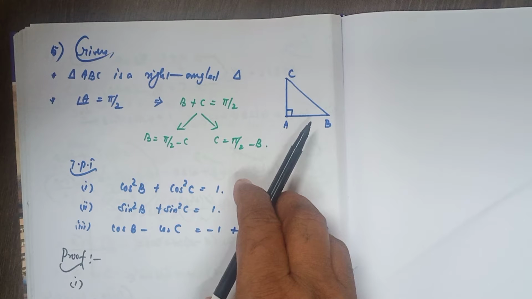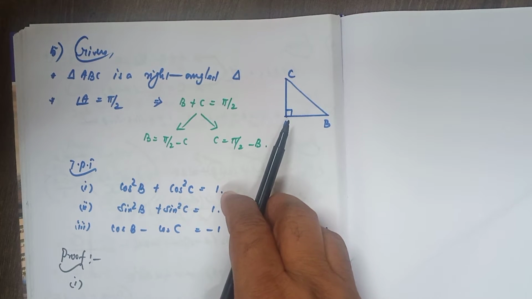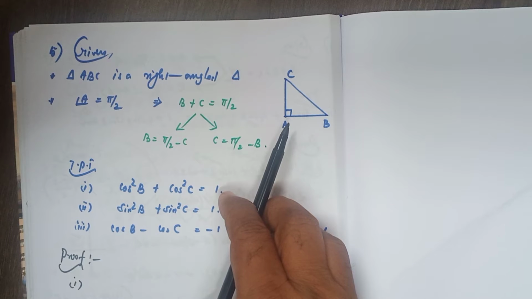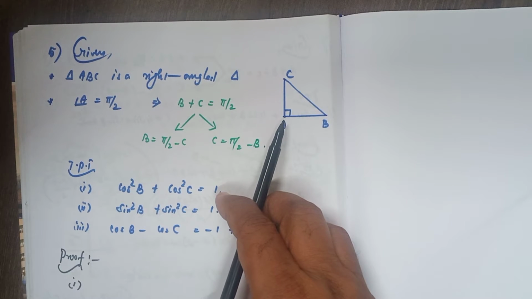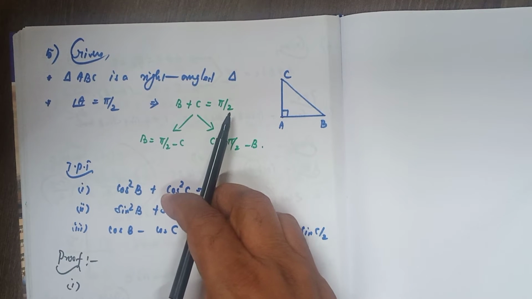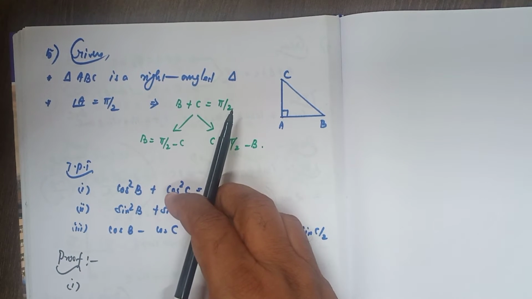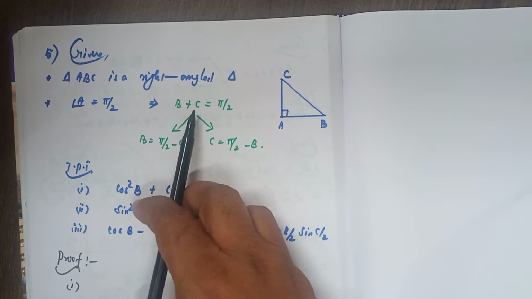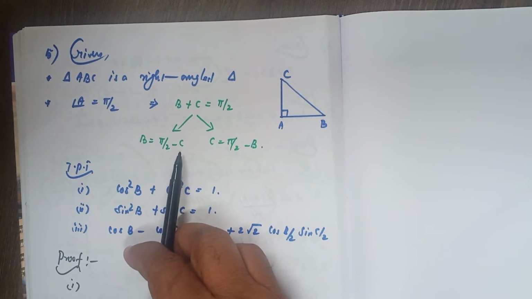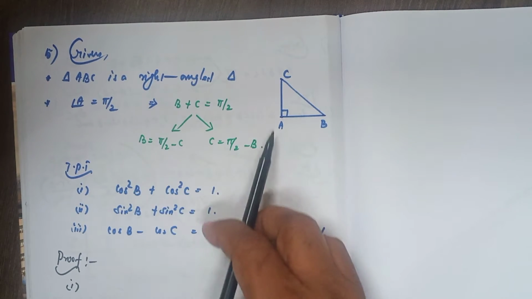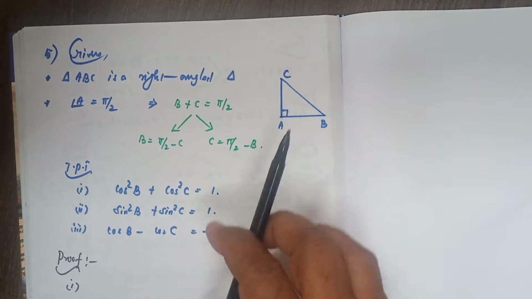Given ABC is a right angle triangle, particular angle A is equal to 90 degree. We know very well the sum of three angles in a triangle is equal to 180 degree. Since angle A is 90 degree, the sum of the other two angles is also 90 degree. So 90 plus 90, 180. So B plus C is equal to 90, meaning B is equal to 90 minus C, or else C is equal to 90 minus B. Let it be.